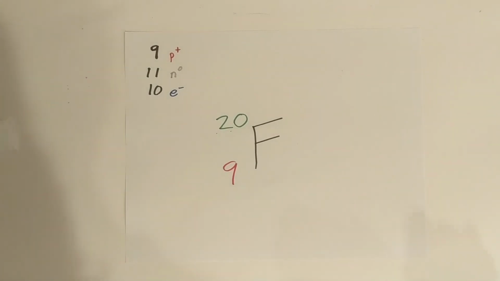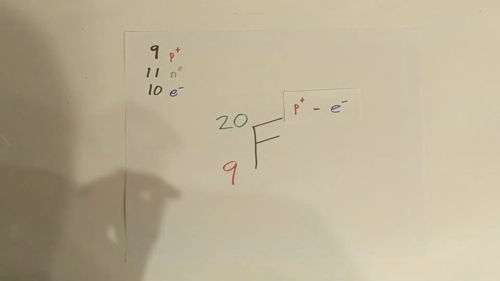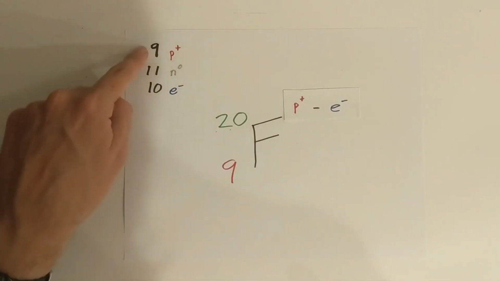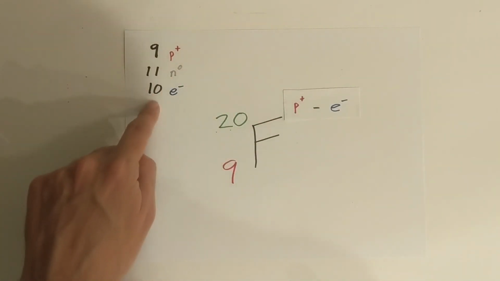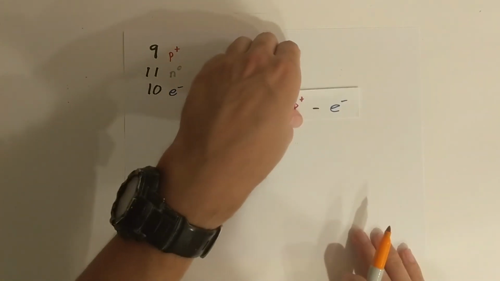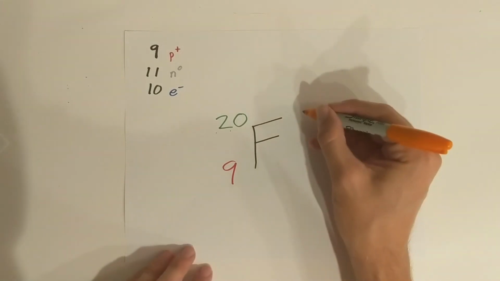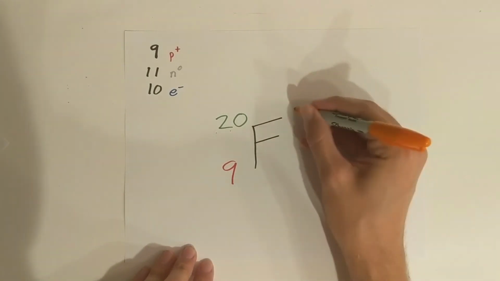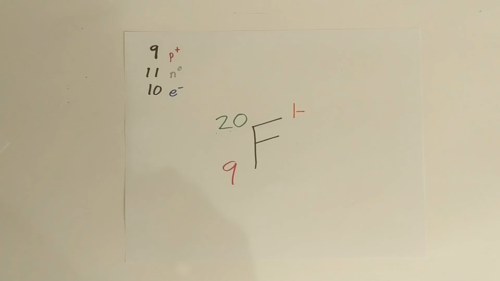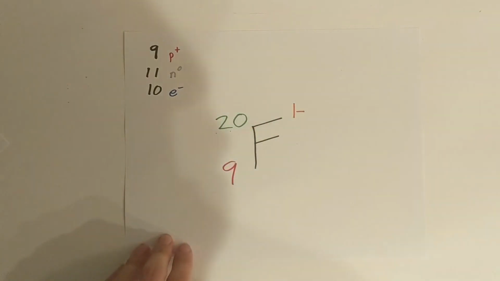And then again, we got to figure out if this is an ion or if it's a neutral atom. So we got our protons 9 minus our electrons 10. So they're not the same. We got more electrons, so it'll be a negatively charged atom, or we could say a negatively charged ion of 1 minus. So it would be 1 minus would be the charge. And that is how we would make our atomic symbol.